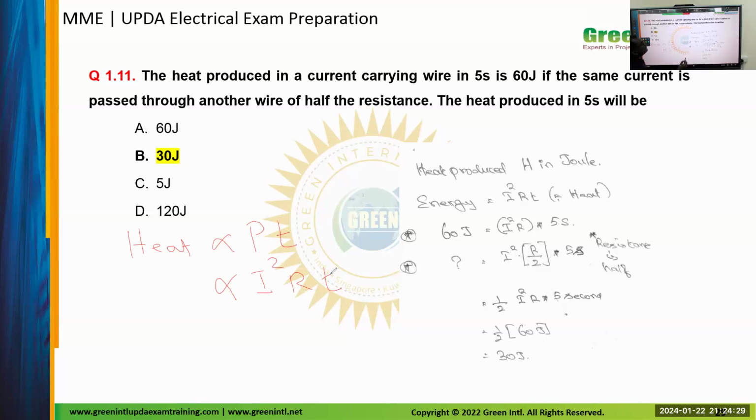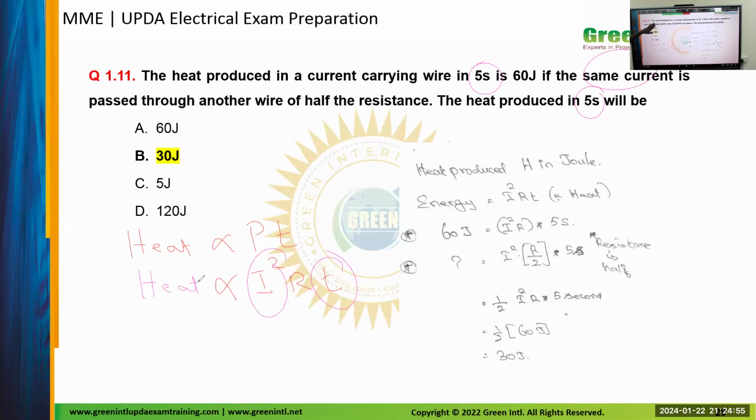Here they use the same time taken. The current is also the same, so it is a constant, you leave it. The same current is passing, so it is also ruled out. So heat is directly proportional to resistance under this condition.